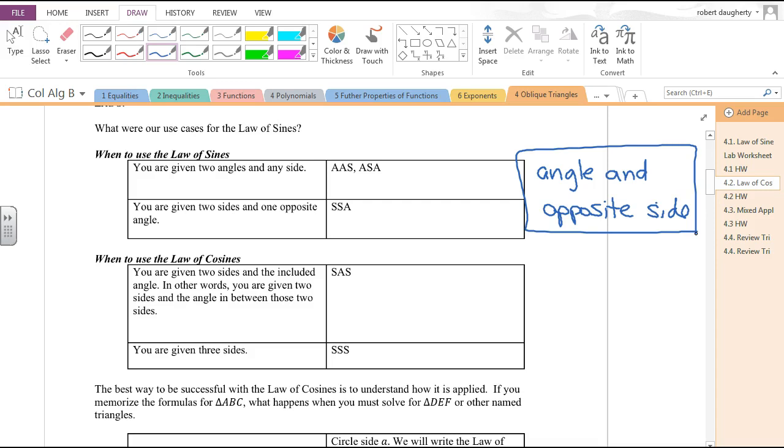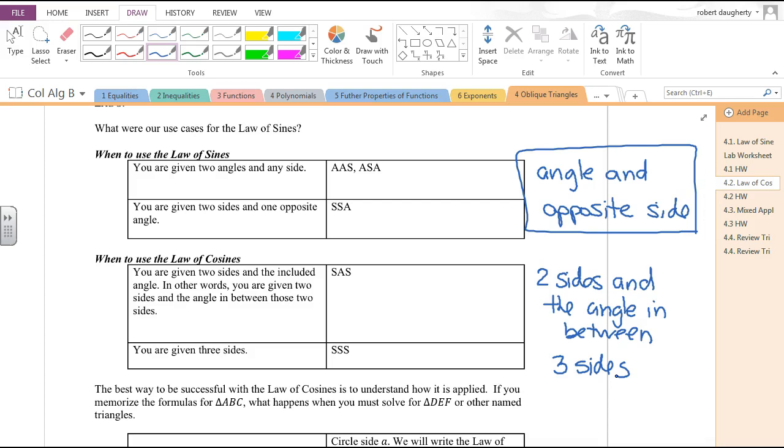Law of cosine is a little bit different. If I know side, angle, side, or side, side, side, I can use the law of cosine. So there are two conditions for the law of cosine. This is when you know two sides and the angle in between, or when you know three sides. Okay? These are two conditions under which you will use the law of cosine: if you know two sides and the angle in between, or if you know three sides.